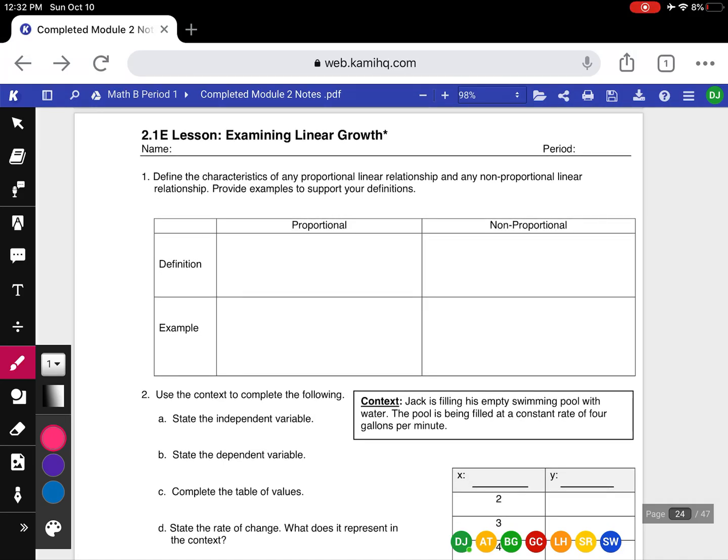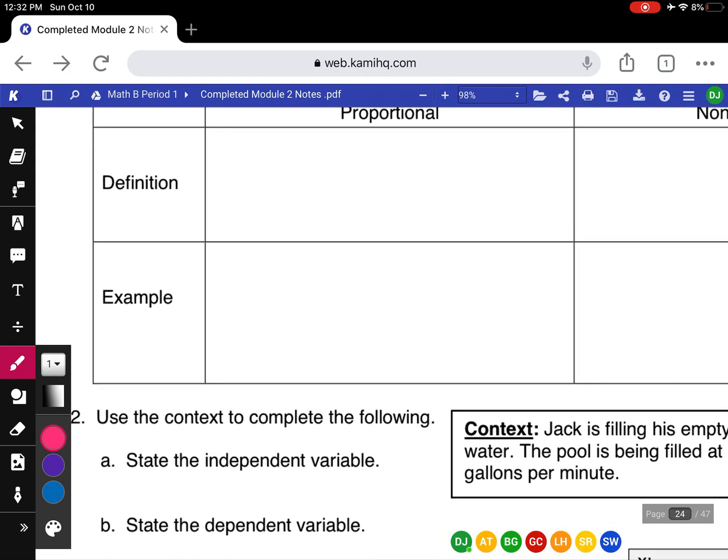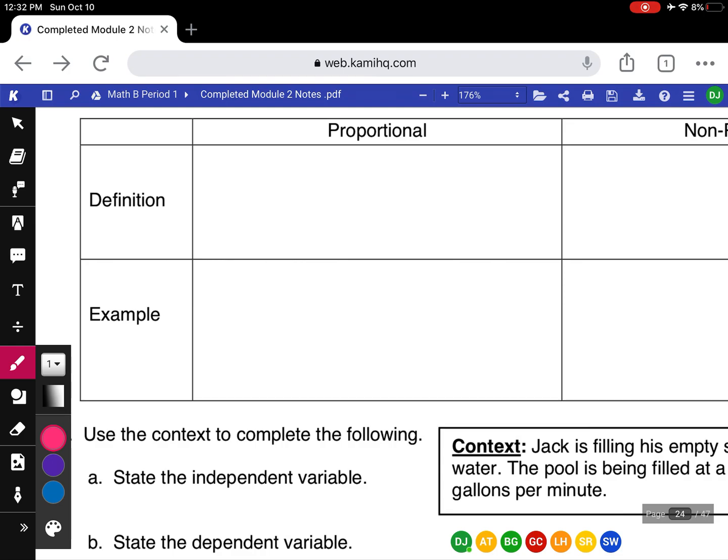Hello everybody. Today what we're going to be looking at is lesson 2.1e, examining linear growth. So what we want to do is define the characteristics of a proportional relationship in non-proportional linear relationships. We're going to provide some examples here. Alright, so let's start with proportional.